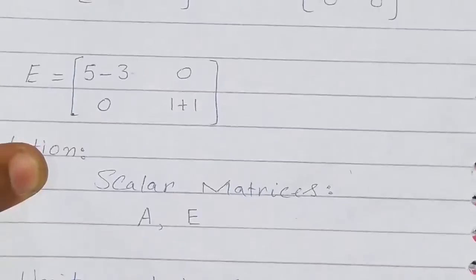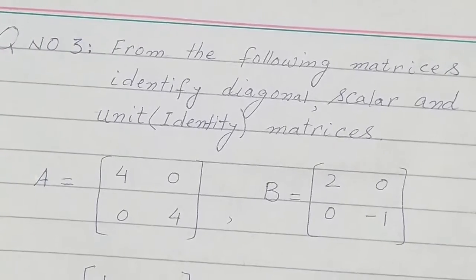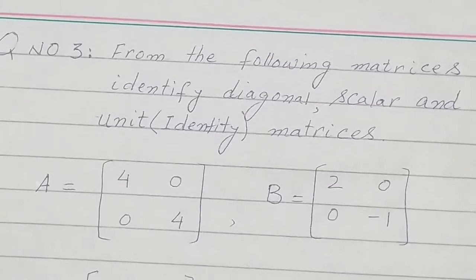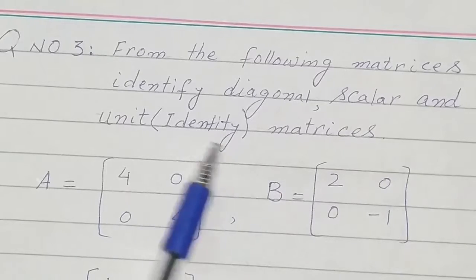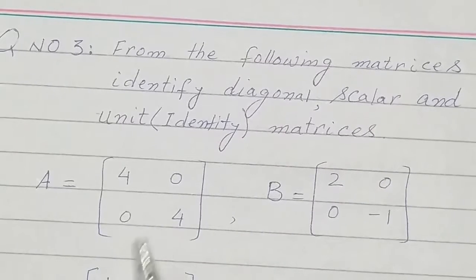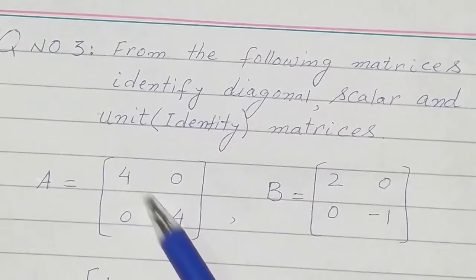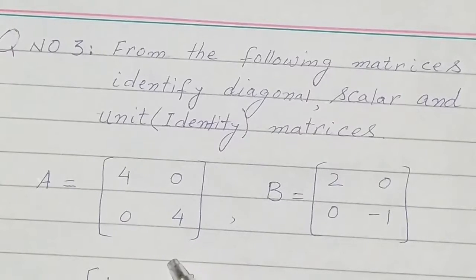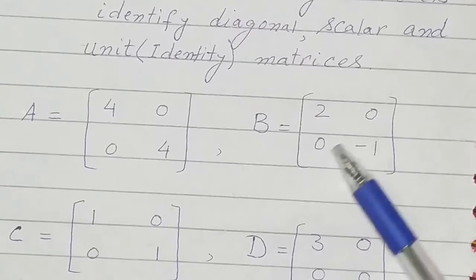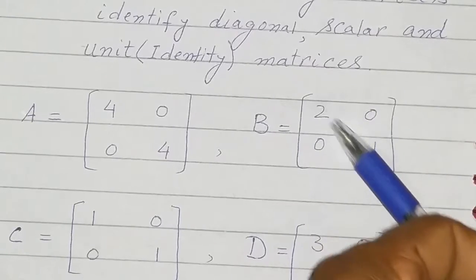Now we have question number 3. From the following matrices, identify diagonal, scalar and unit matrices. If the elements in the diagonal are the same other than 1, such a matrix is called a scalar matrix. This matrix has only elements in the diagonal and all other elements are 0, so it's a diagonal matrix.